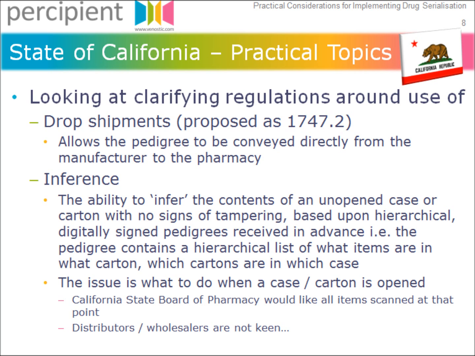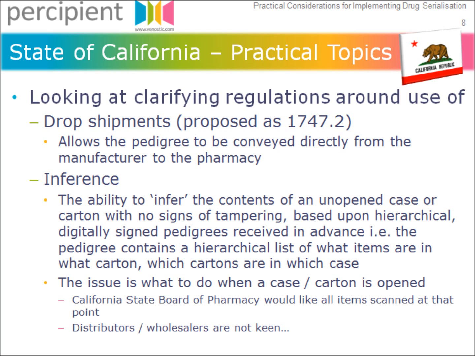California is moving to a ruling where basically they will allow wholesalers and distributors to infer the contents of a case or carton as long as they've received an e-pedigree in advance, and as long as the case or carton has not been tampered with. The big question there is what's going to happen when that gets opened. The State Board of Pharmacy would like every item to be scanned individually as soon as that case or carton is opened, and for pedigrees to be updated. Distributors and wholesalers in California aren't keen to do that because it will require more work, obviously.